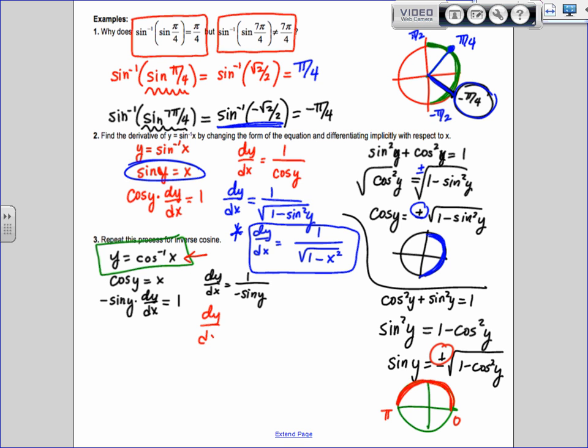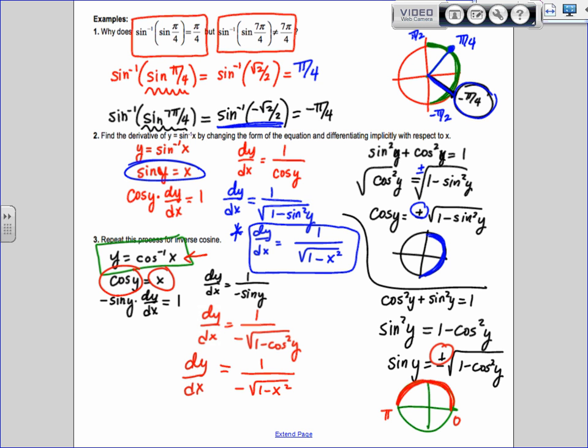All right, dy over dx equals 1 over negative sine of y. So it's going to be the square root of 1 minus cosine squared y. Okay, almost done. We said cosine of y was equal to x, right? So we plug in. So I get 1 over negative square root of 1 minus x squared. Okay, and you could repeat this process for all of the different things, for inverse tangent, inverse cosecant, whatever you want.